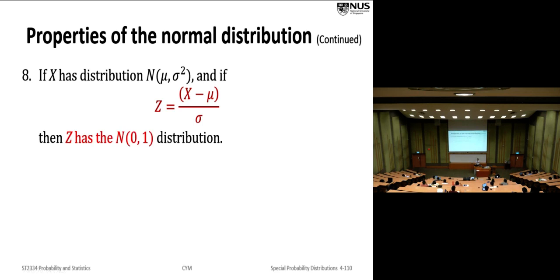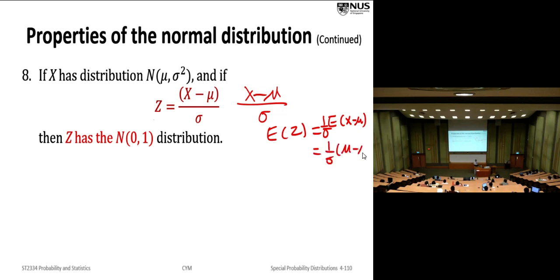Now this is very important, in the sense that the idea is very useful. Basically, I have x following a normal distribution with mean mu and variance sigma squared. Then I define z, which is x minus the mean, divided by the standard deviation, the square root of the variance. Then we can show that the expectation of z is equal to the expectation of x minus mu, times 1 over sigma, which is 1 over sigma times mu minus mu, so it is equal to 0. Variance of z is equal to 1 over sigma squared times variance of x, which is sigma squared over sigma squared, equal to 1. So what does that mean?